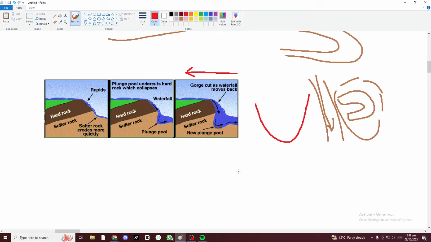Rapids are found in the upper course of a river. They occur where the riverbed is rocky and irregular. This causes turbulent flow and white water, and it is very dangerous. So if there are rapids in a river, it's just dangerous. So if you get asked something about rapids, just say dangerous, caused because of an irregular riverbed.